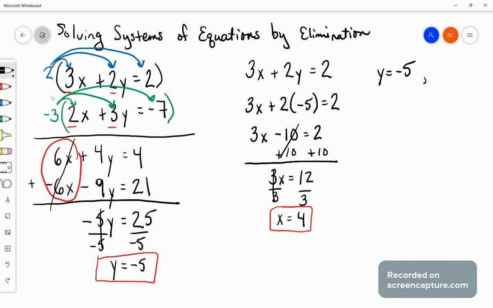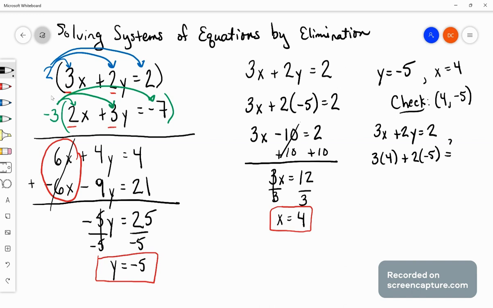And we are going to check those. So we want to check 4, negative 5. So we use 3x plus 2y equals 2. 3 times 4 plus 2 times negative 5. And does that equal 2? Well, 3 times 4 is 12, plus 2 times negative 5. 2 times negative 5 is a negative 10. Does that equal 2? Well, yeah, 12 plus negative 10 is the same as saying 12 minus 10.